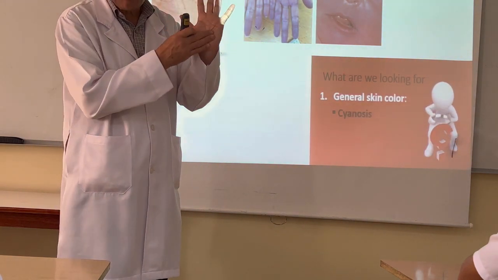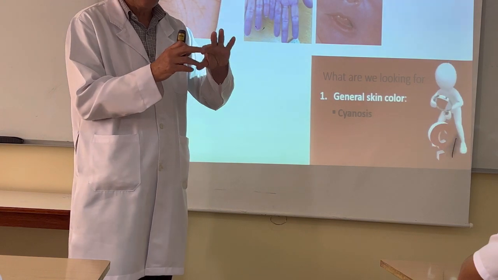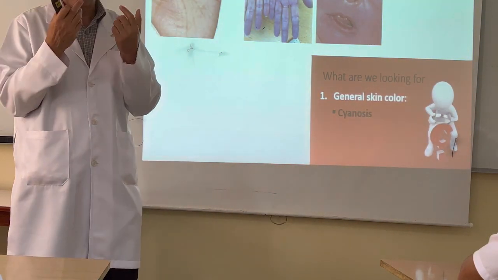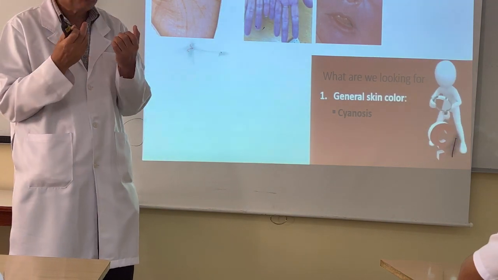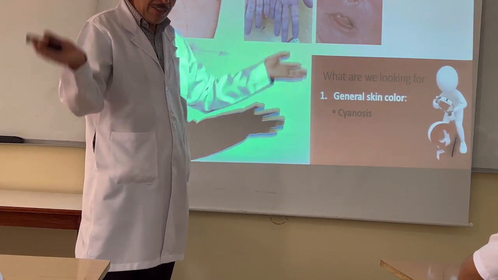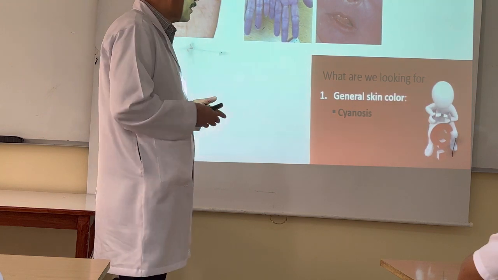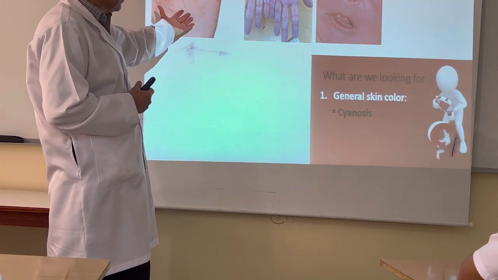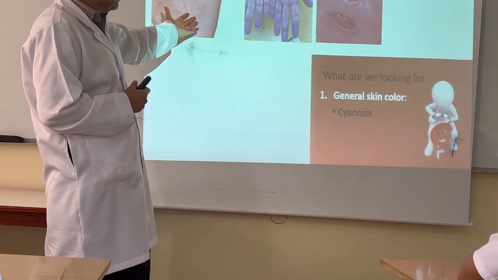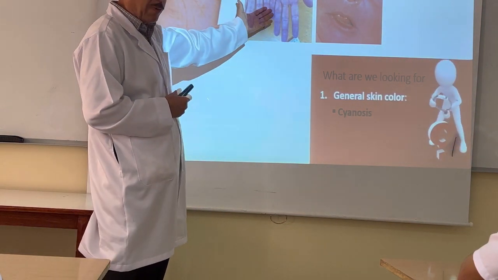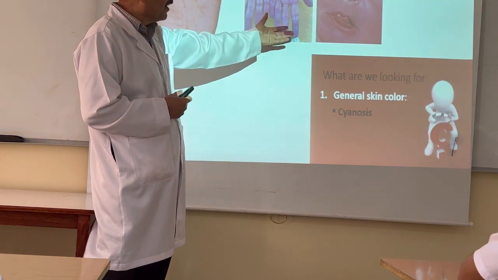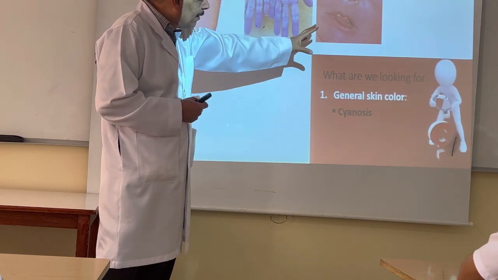We can see it on the palm of the hand. We can see it on the nails. We can see it in the lips. Those areas are usually pink, regardless of the general color differences between people. Is this normal skin? Yes, it's really normal. For this one, is it normal? No, it is not. It's bluish discoloration. Here, not normal.